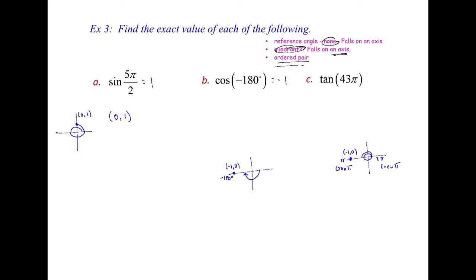Tangent is sine over cosine, or y over x. So that would be 0 divided by negative 1. So tangent of 43 pi is equal to 0. So that's part 2, going through and really adding in the rest of the angles in the entire circle for the 30, 45s, and 60s, and then your 4 quadrantal angles.